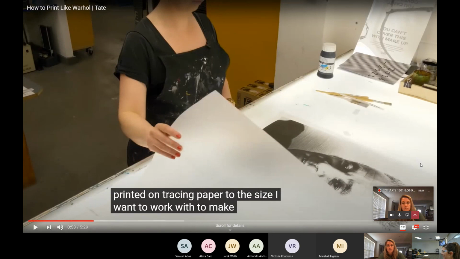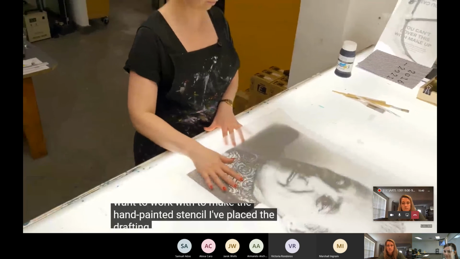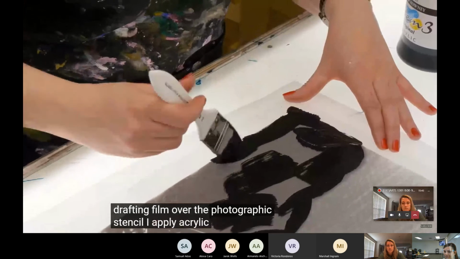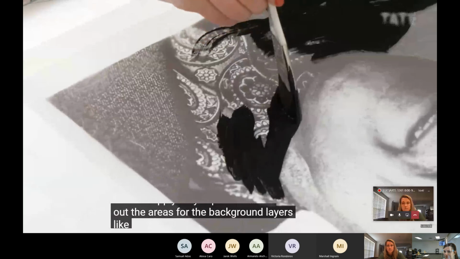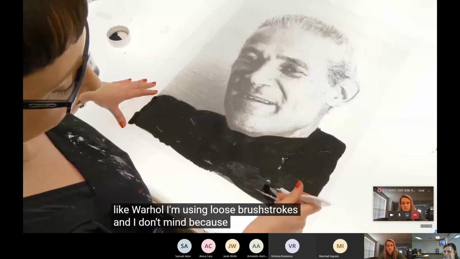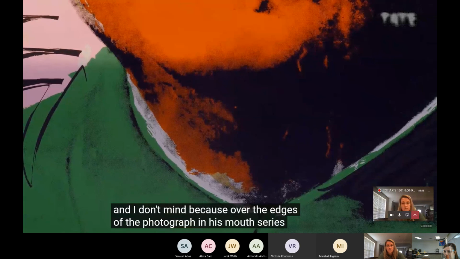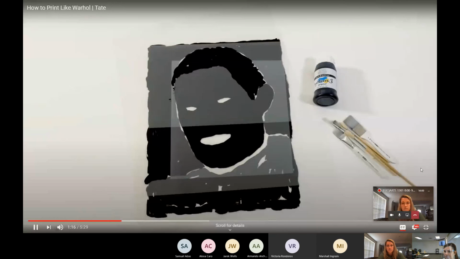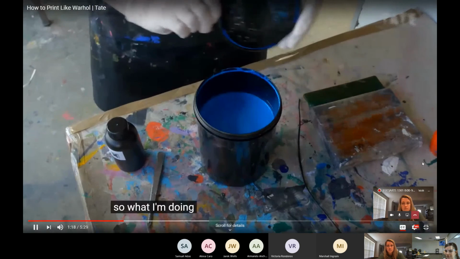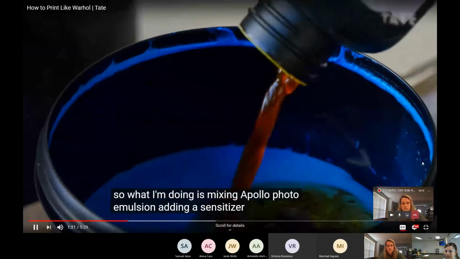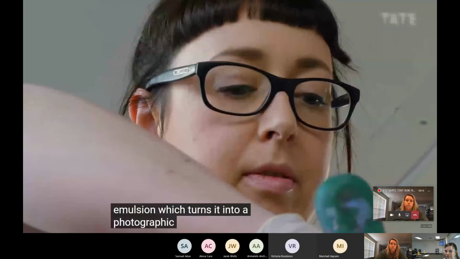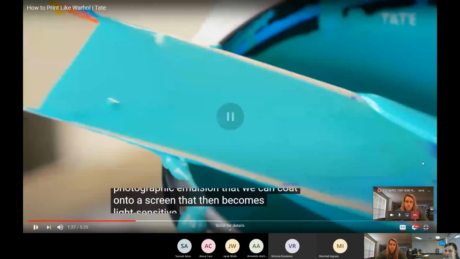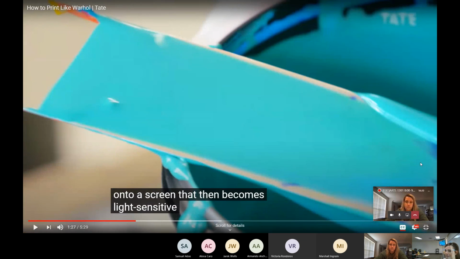So she found her photograph and she printed it on tracing paper. Right now, she's working on her different layers of stencils that she wants. And now she's getting ready to make the actual silk screens themselves.